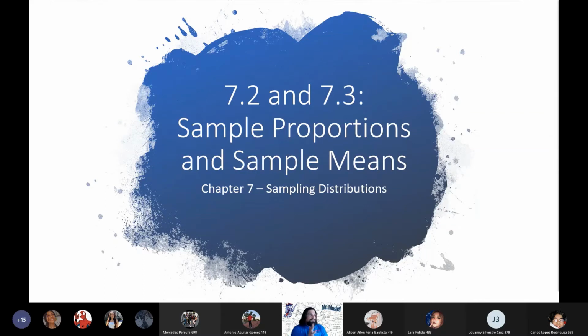All right, so here we go. 7.2 and 7.3: sample proportions, that's section 7.2, and sample means, that's 7.3. And this is all part of chapter 7, sampling distributions.